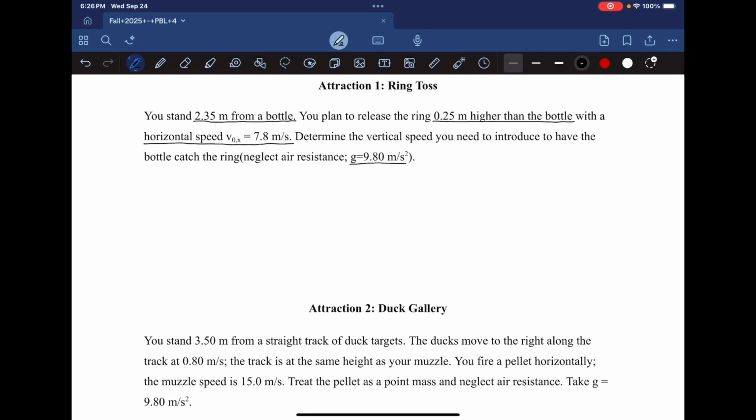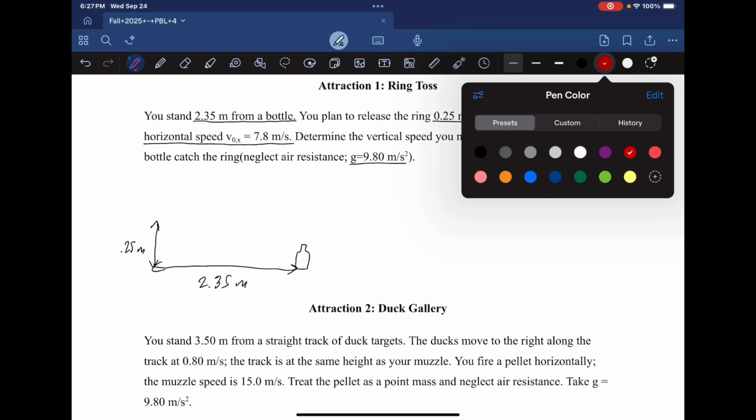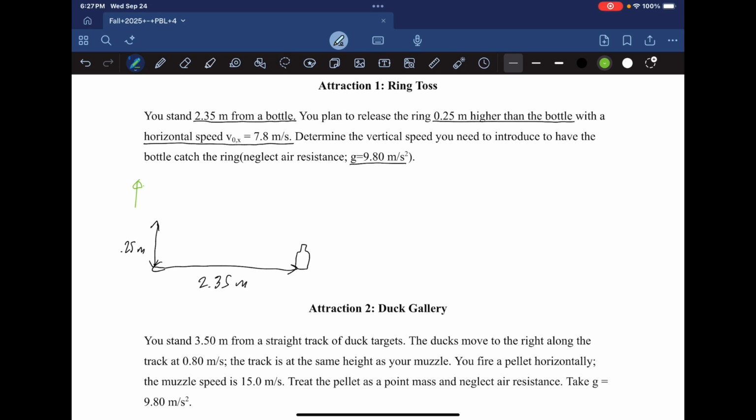So the first thing, I'm going to draw this out. We plan on releasing it 0.25 meters higher. So here's 0.25 meters. We'll draw our little bottle over here, and this is 2.35 meters. And then our velocity vectors, I'm going to draw those in green. We have v naught y, we don't know, and we know that v naught x equals 7.8 meters per second.